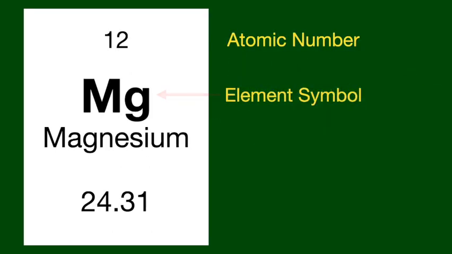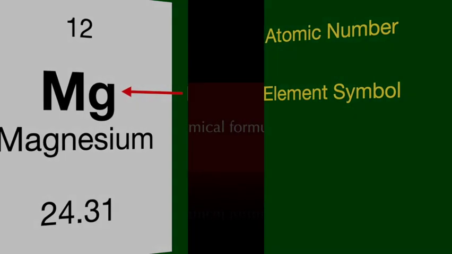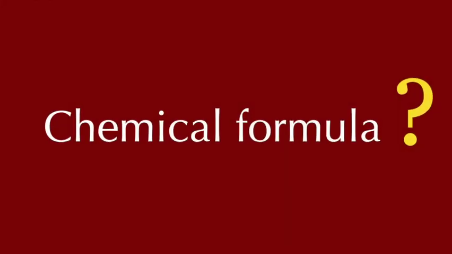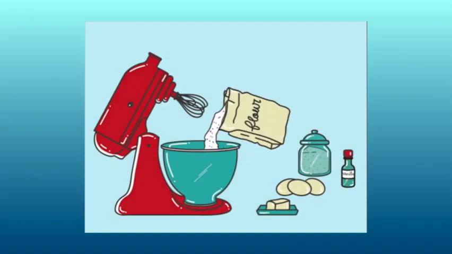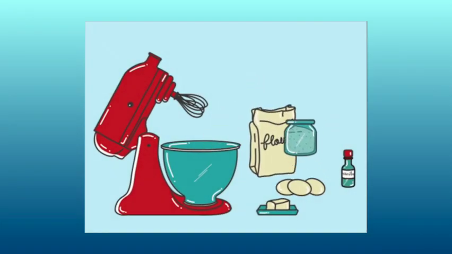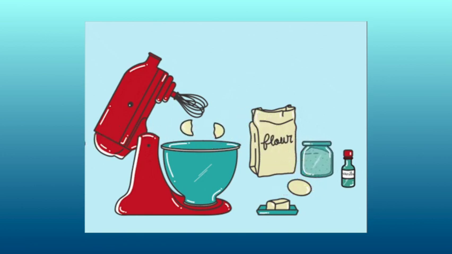Let's now go on to the element symbol. The element symbol is important because that is what is used in writing chemical formulas and chemical equations. So, what is a chemical formula? Well, a chemical formula is kind of like a recipe. It tells us what ingredients and how much of each ingredient goes into making a certain substance or compound.